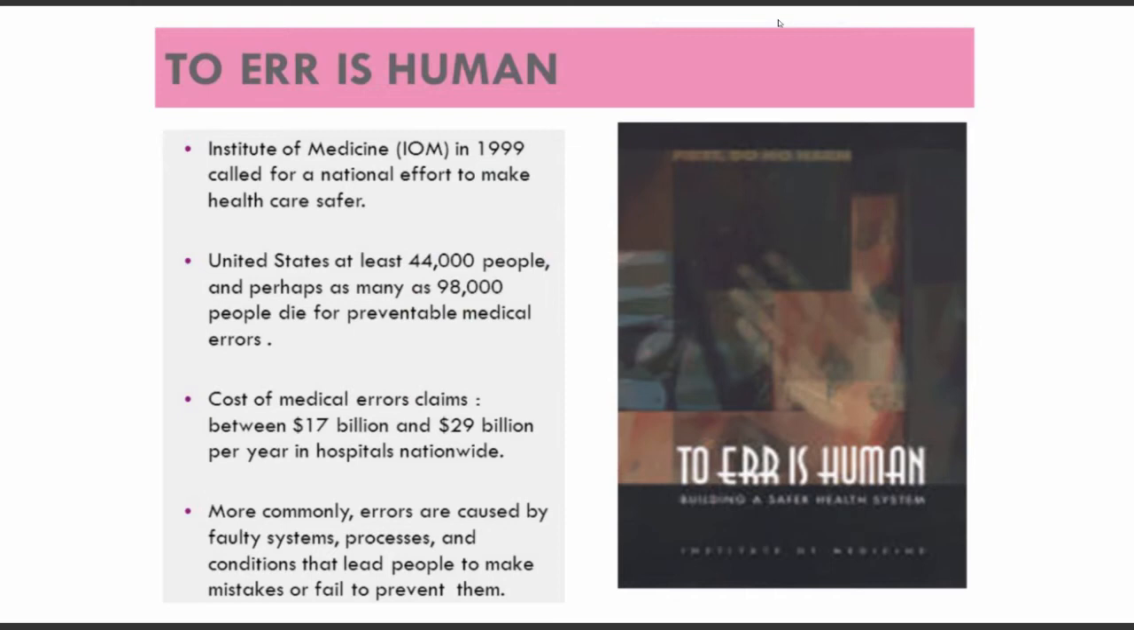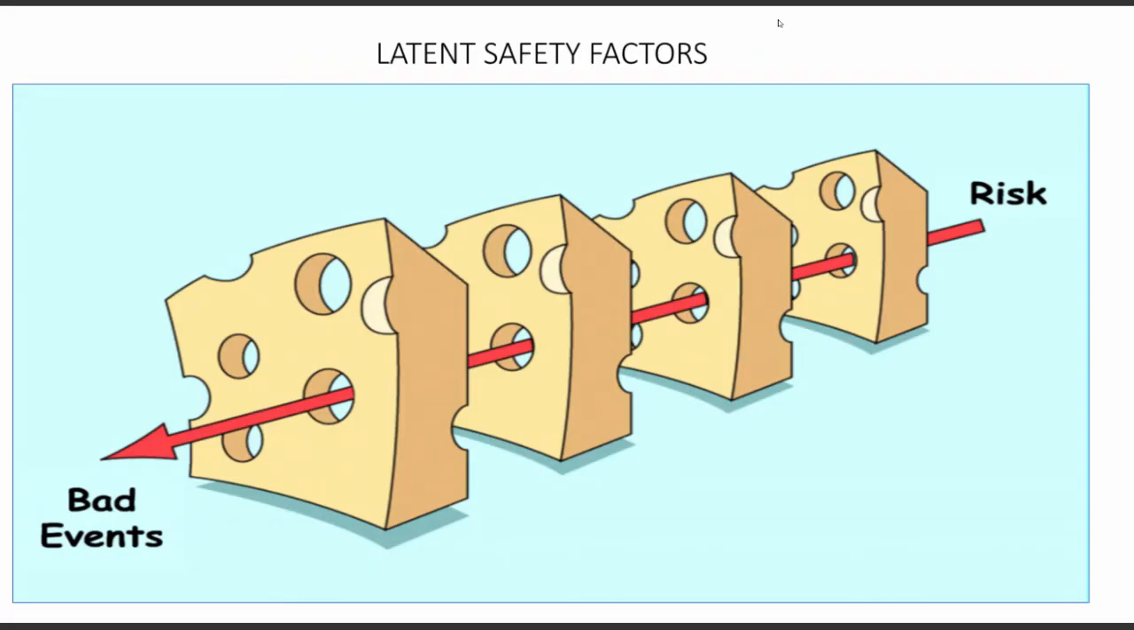But I think if we look back on our journey about talking about error, most of us do know the Institute of Medicine report in 1999. It really kicked off our patient safety journey. I'm not going to go into the details in the first 3 bullet points. Those are all the details. But I think most importantly is the bullet point on the bottom. More commonly, errors are caused by faulty systems, processes, and conditions that lead people to make mistakes or fail to prevent them. That really was almost the kickoff of what we now know to be our Swiss cheese.